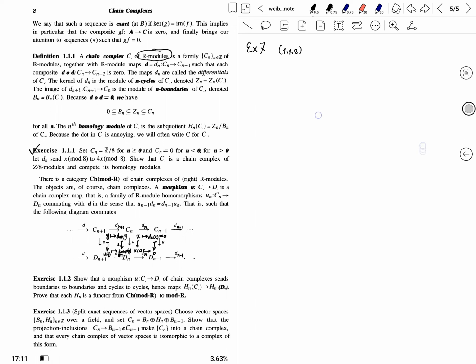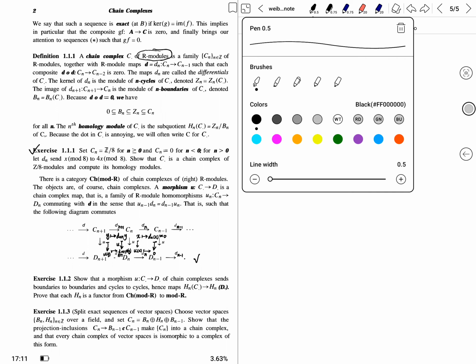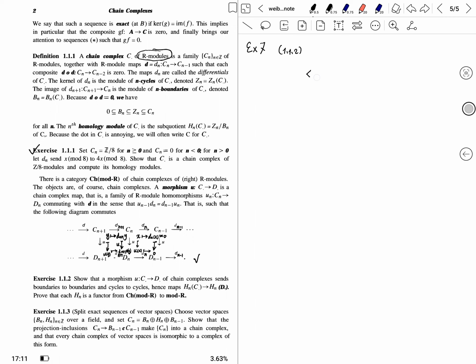So let's look at this. The diagram tells us, firstly, there is a natural map from the kernel of Dn, let me give it the notation Dn^C, which means the Dn of C, to the kernel of Dn^D.